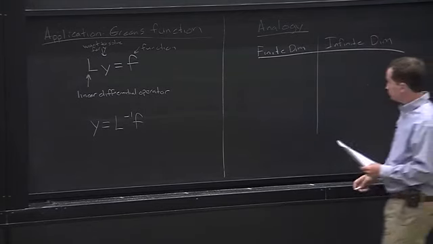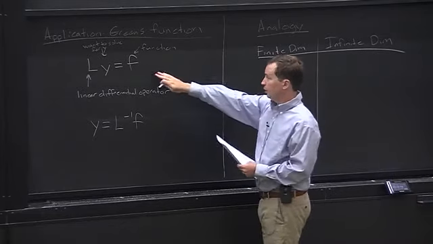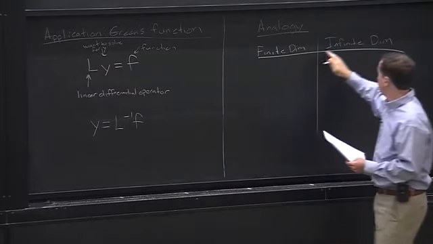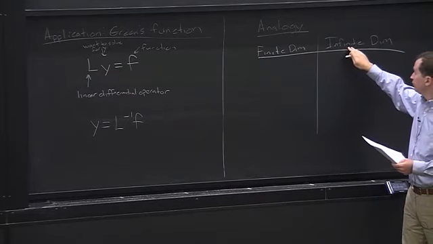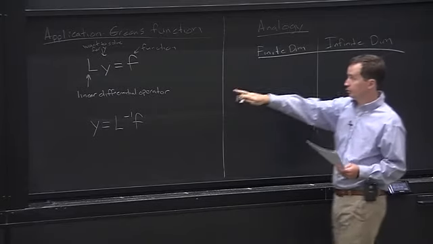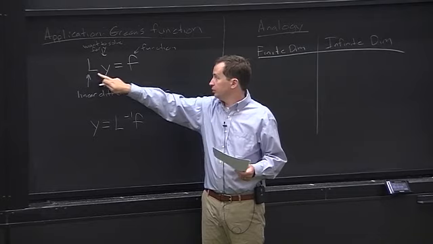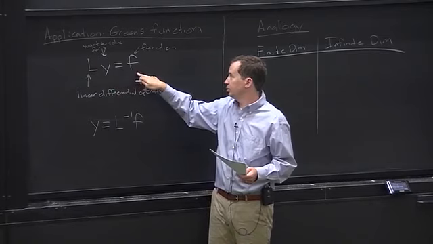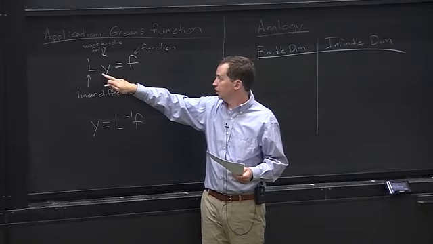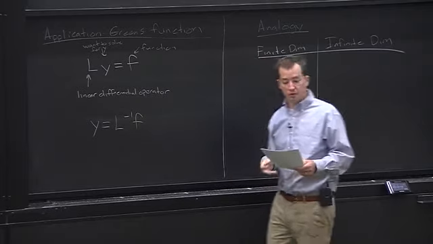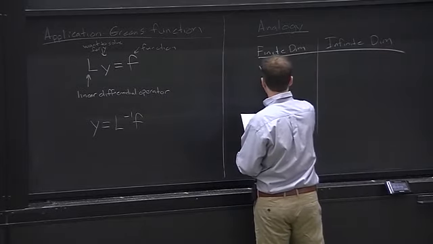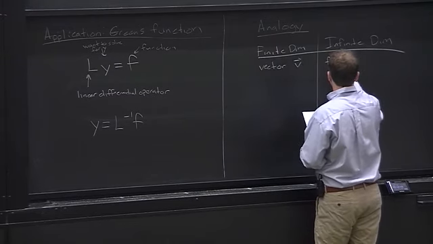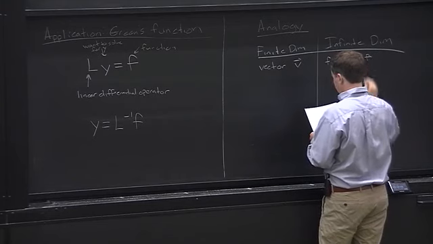So we can think about this problem involving differential operators and functions as like an infinite dimensional analog of the matrix problem of having a matrix, say an n by n matrix, multiplying a vector equaling another vector, and trying to solve for this vector y. So in the analogy, a vector v is analogous to a function f.